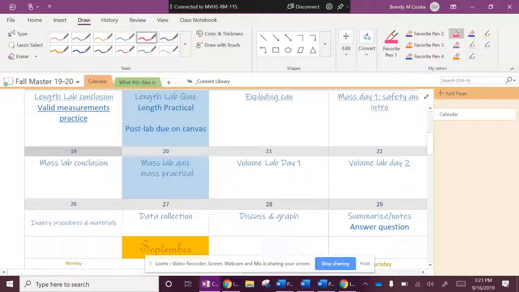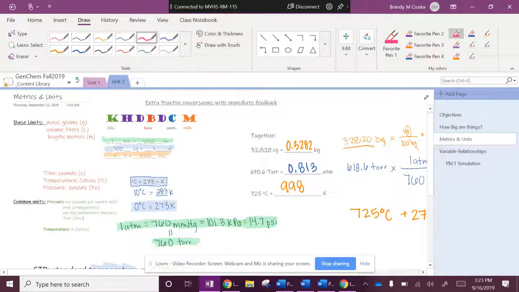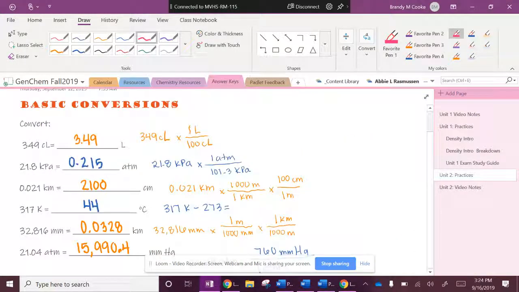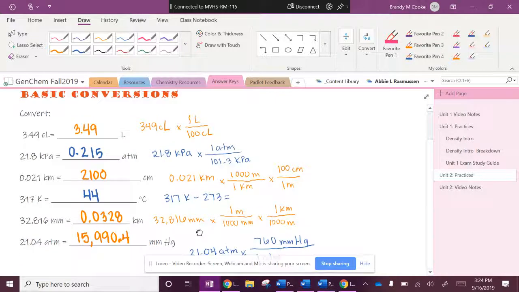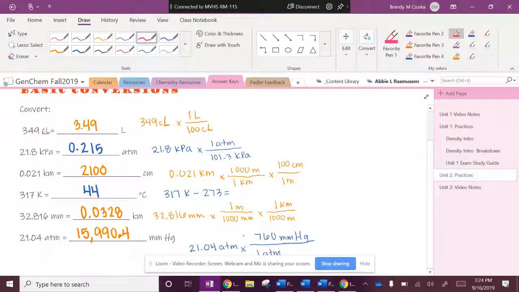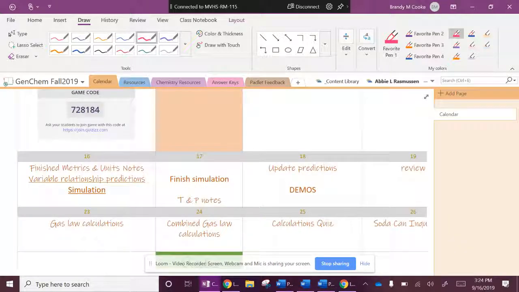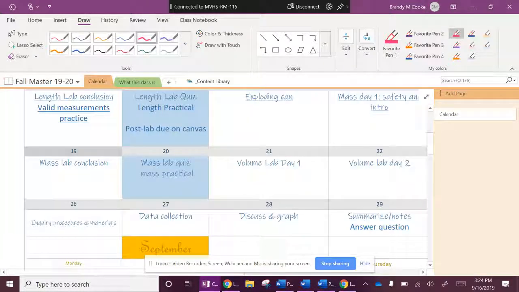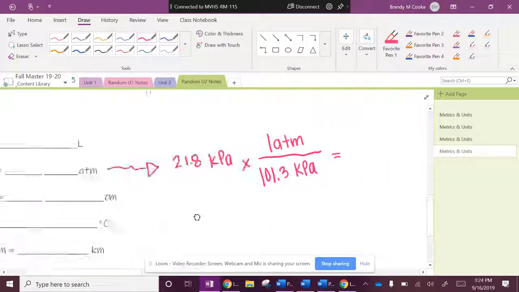So pause the video, give those a try, and then you can see the answers under the home screen, answer keys, and unit 2 practices. Here are all the answers and the work for how to get them. So go ahead and give those a try. Hopefully seeing the definitions of equality and conversion factor helps make that math a little bit easier. The more you do it, the better you'll get. So don't give up, keep trying. You got this.